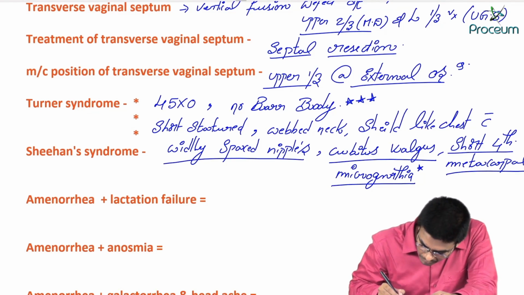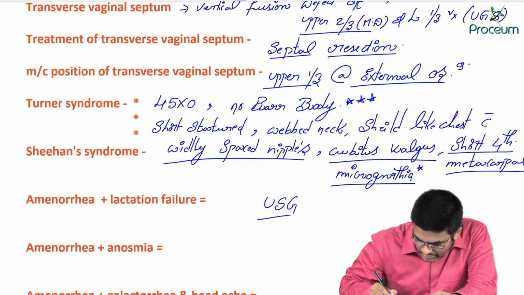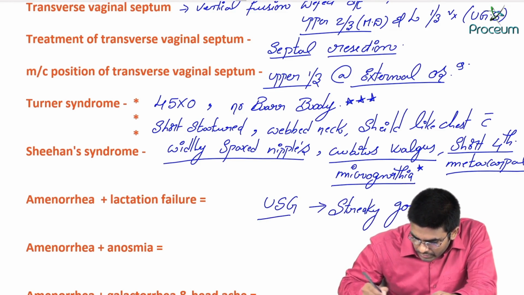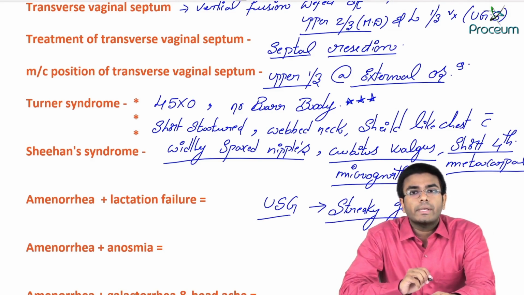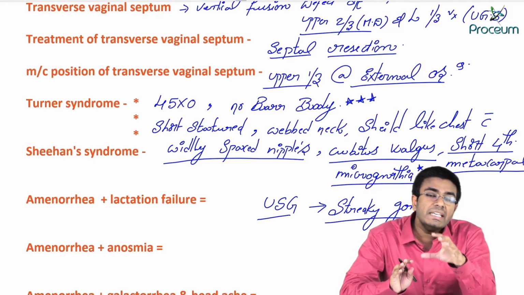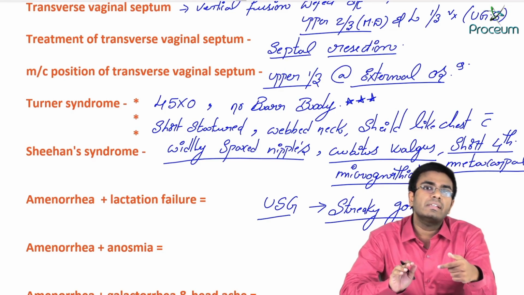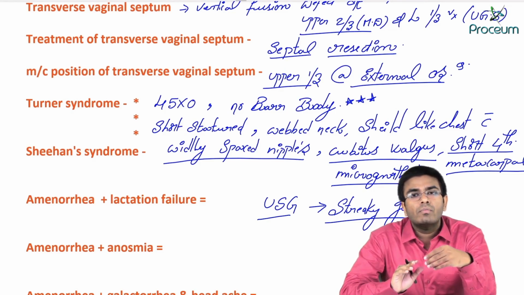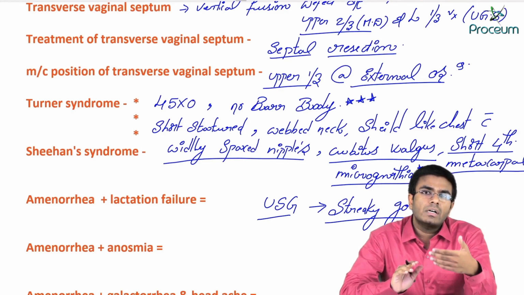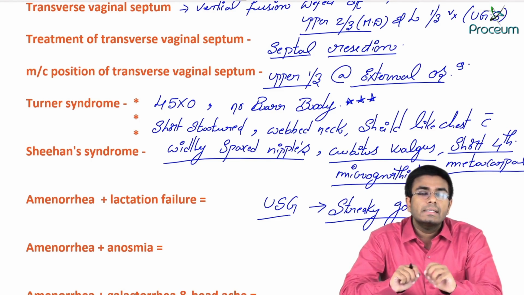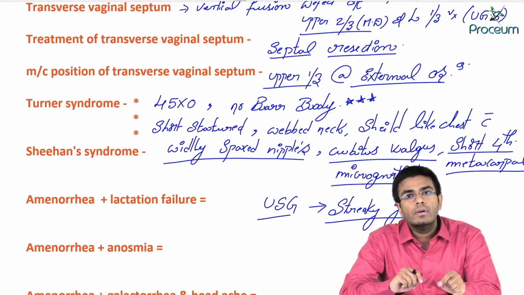Okay, on ultrasonography, on USG findings, she has streaky gonads. Now one more important point I want to emphasize here. She has a thin sliver of gonads, streaky gonads. So if she has such gonads, will you think that she is going to have normal periods, or normal offspring, like childbirth? Usually, no.